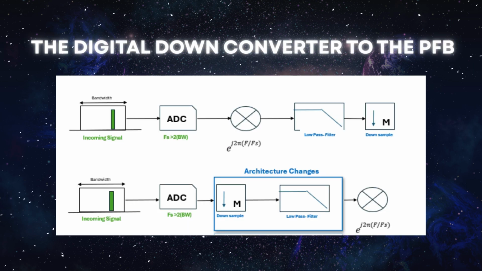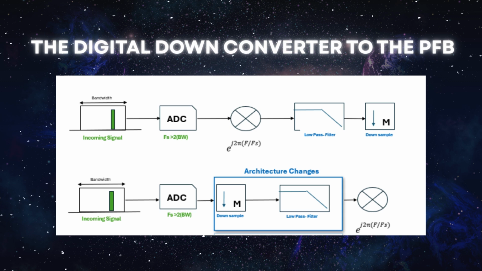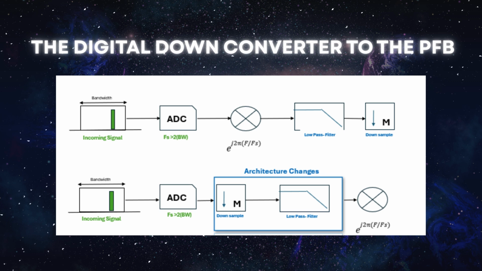designed this project. Before diving into the Polyphase Filter Bank, let's first talk about the digital down converter, or the DDC. This is widely used in radar and astronomy. Sometimes we want to isolate a specific feature or a specific tone within a broad bandwidth. The DDC is a common tool used for doing this.